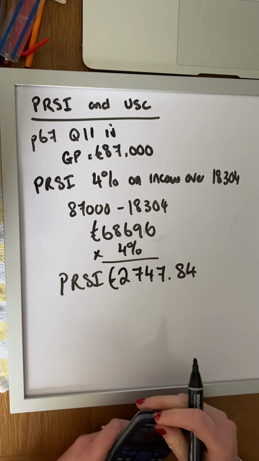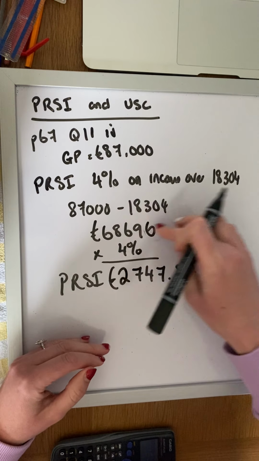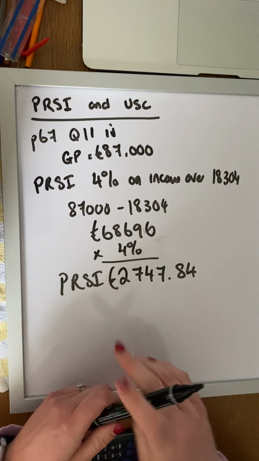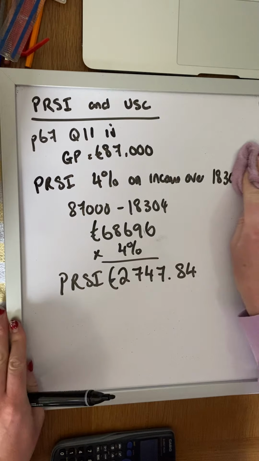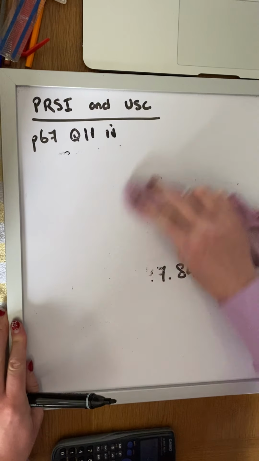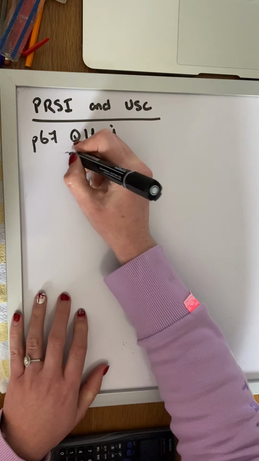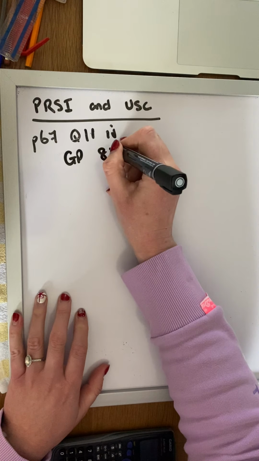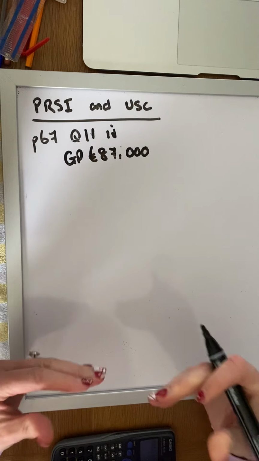Okay, so that's how we look at PRSI. PRSI is simply a percentage of the balance over 18,304 in this case. It'll change depending on the questions. All right, USC then is next. So again, we're going to start off with our gross pay of 87,000. Now in this one, we have to look at the 4 bands.